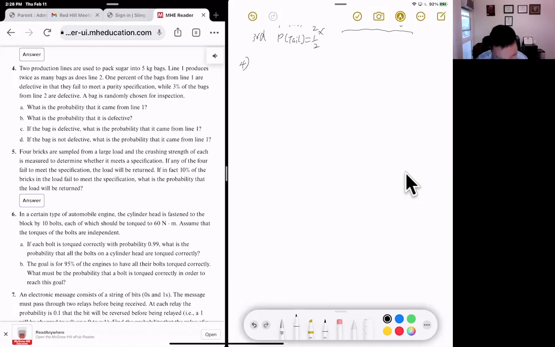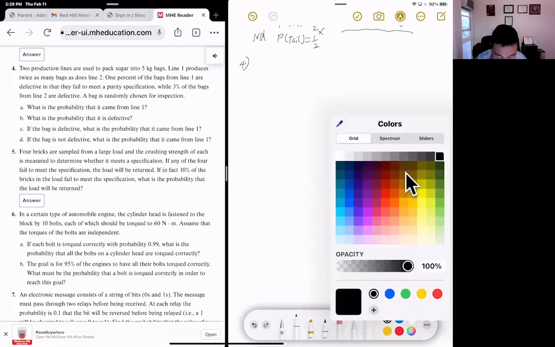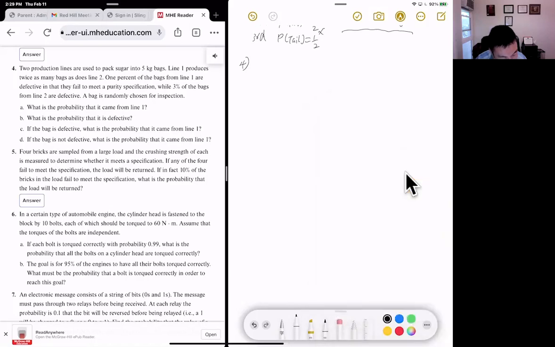2 production lines are used to pack sugar into 5 kilogram bags. Line 1 produces twice as many bags as line 2. 1% of bags from line 1 are defective, and 3% of bags from line 2 are defective. 1 bag is randomly chosen for inspection. Part A is asking what is the probability that it comes from line 1.